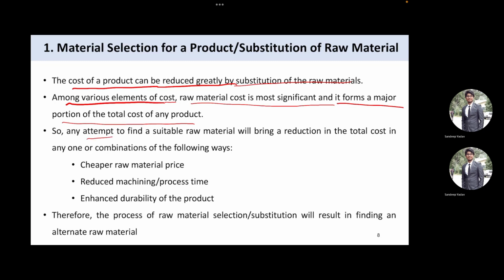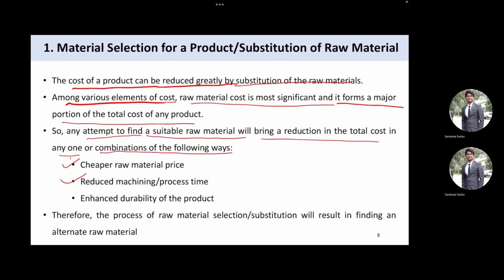So any attempt to find a suitable raw material will bring a reduction in the cost in any one or a combination of the following ways. So these are the ways in which we can reduce the total cost by reducing the raw material cost. One of them is cheaper raw material price, reduced machining or process time.